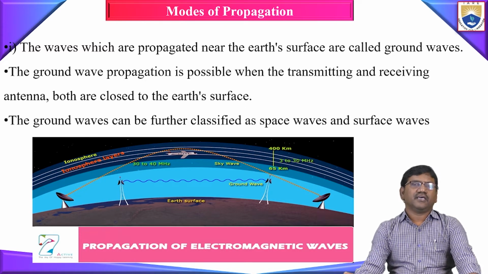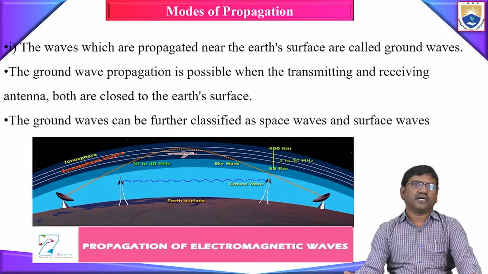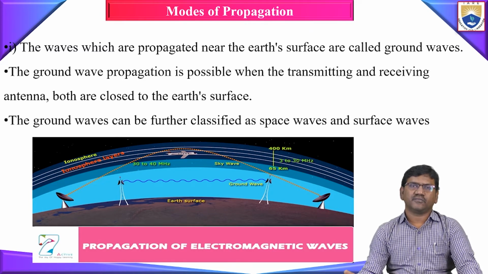So like this, the rays which are traveling from the transmitting antenna reach the destination point in different paths. So these different paths of propagation, we call them modes of propagation.